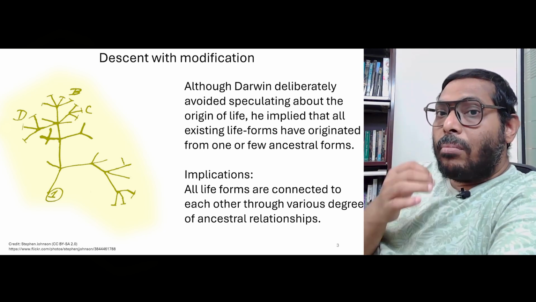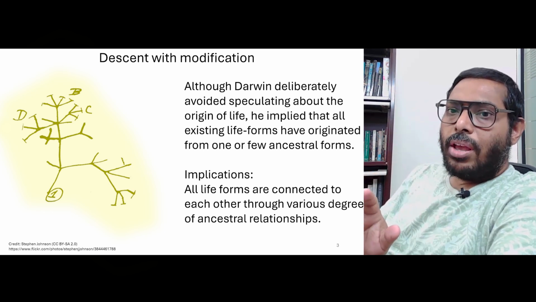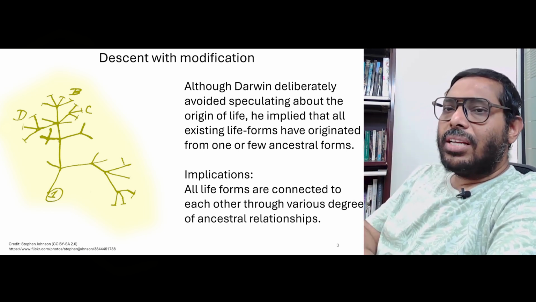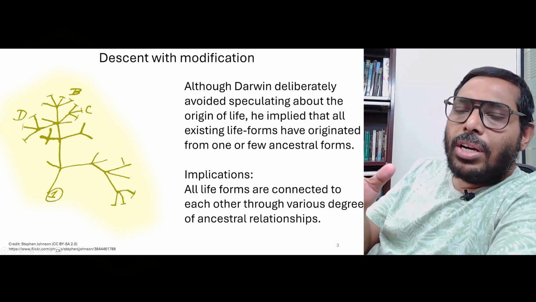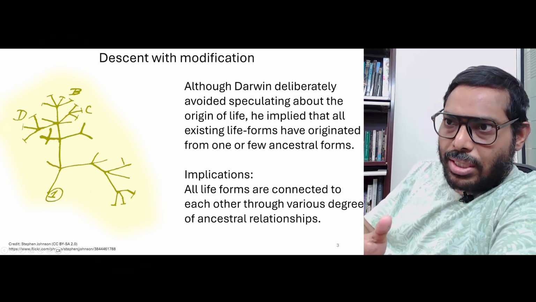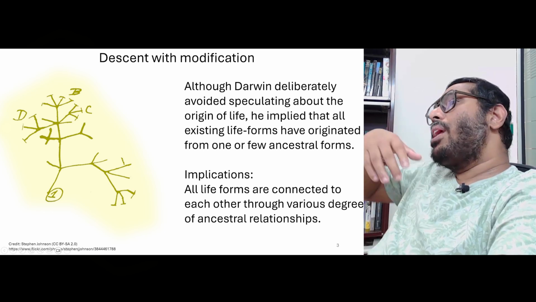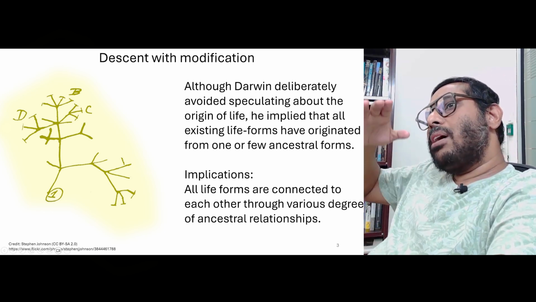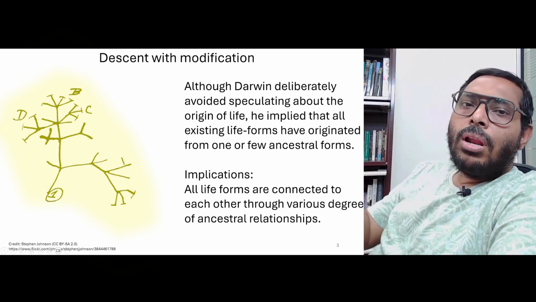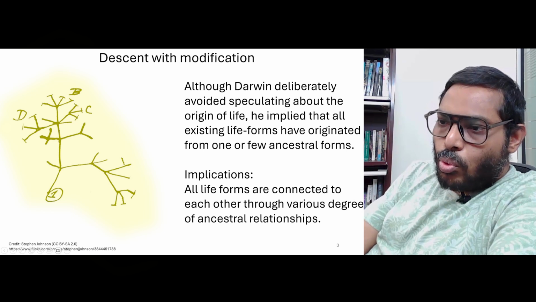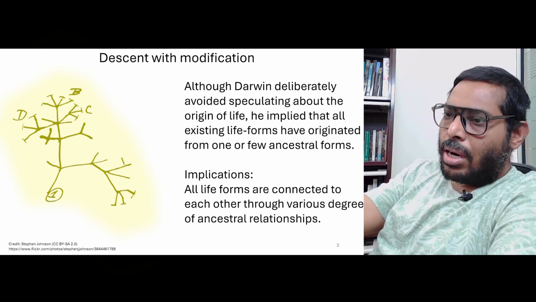The most important implication of that is that all life forms that we see today are connected with each other through various degrees of ancestral relationships. Life forms that look very similar to each other, or have very similar properties, have relatively recent ancestors, whereas those life forms which look very different from each other have ancestors which are far back in the past. But at the end of the day all living organisms are related to each other through what Darwin called descent with modification, essentially a relationship that looks like this.